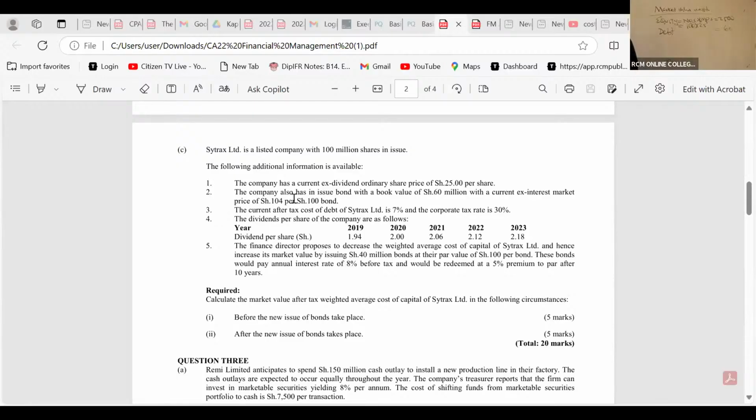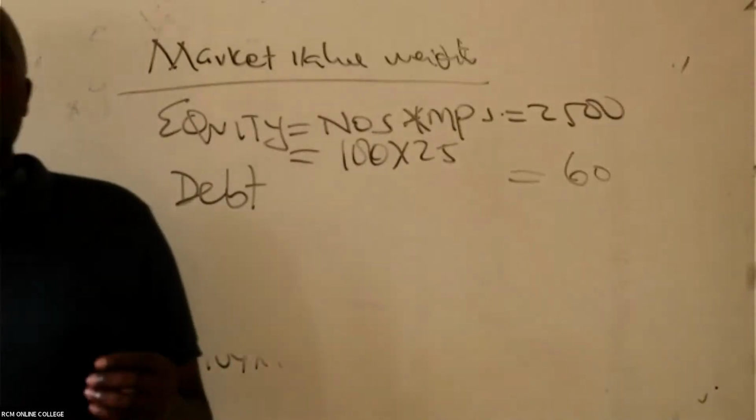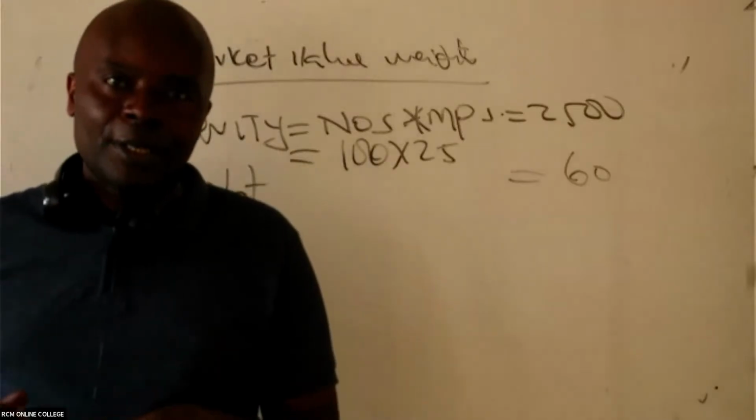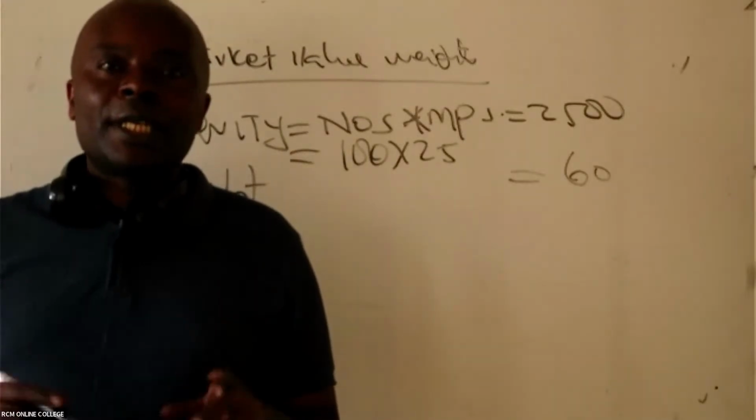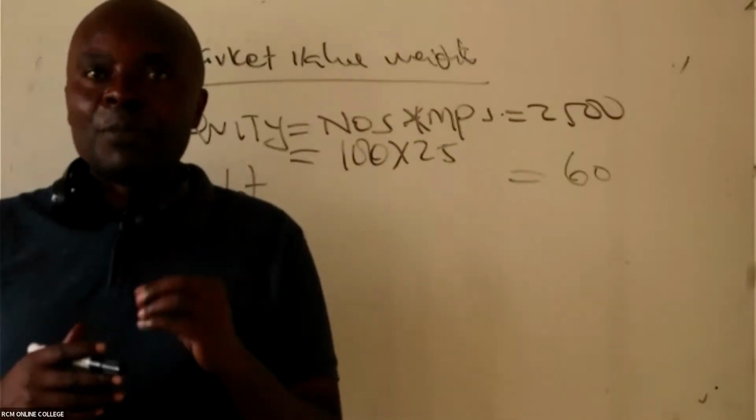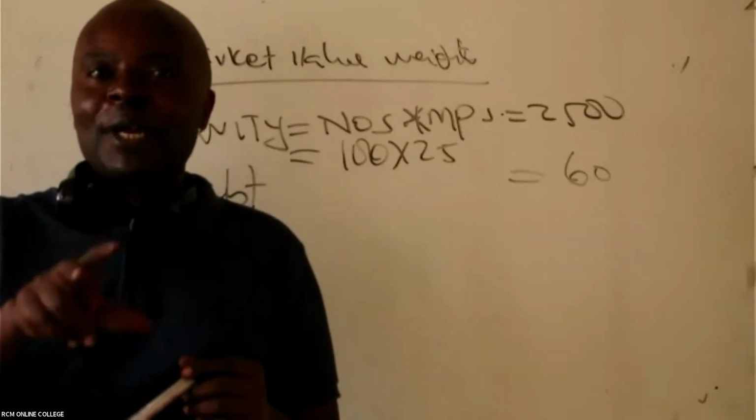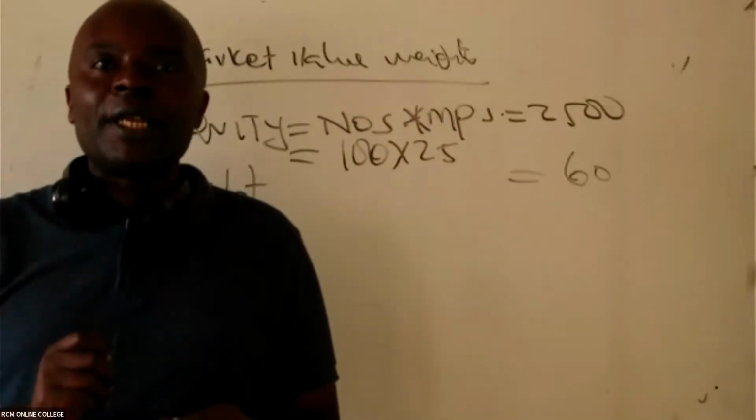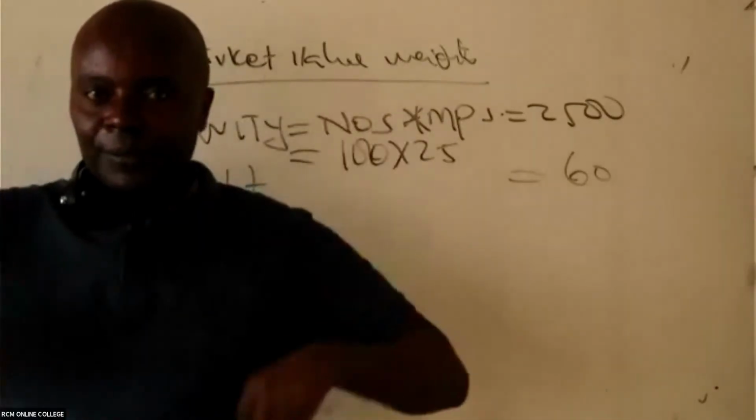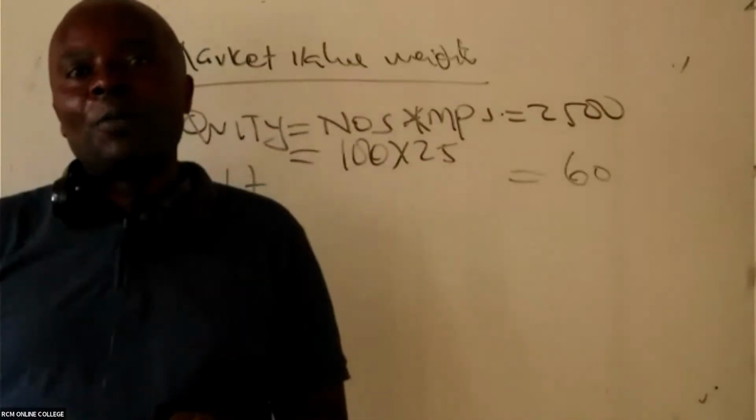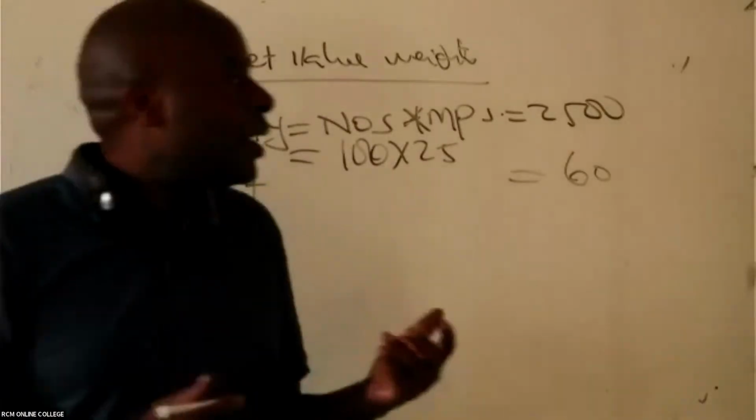They have told us that the company also has issued a bond with a book value of 60, with a current ex-interest market price of 104 per shillings 100 bond. Remember, at times the examiner will not mention the per shillings 100. They will just tell you the market price of this bond is 104. It is for you to know that if the market price is 104, then automatically the par value written on the note will be 100.